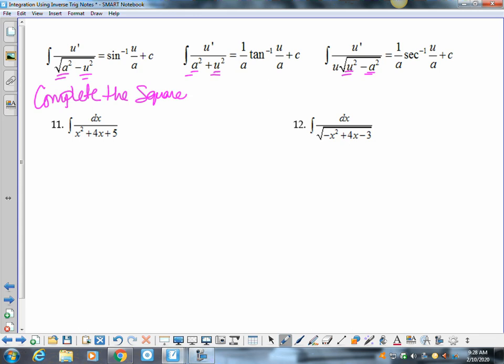Who, what? 11 and 12. Okay, I'm going to go ahead and write. Look at my notes. I have this big pink line going across. I was like, these two are different. Okay.